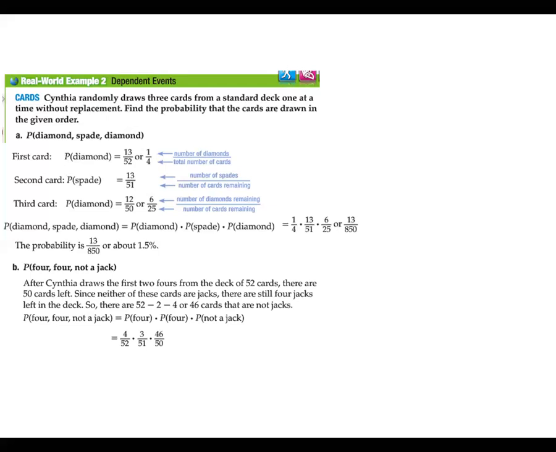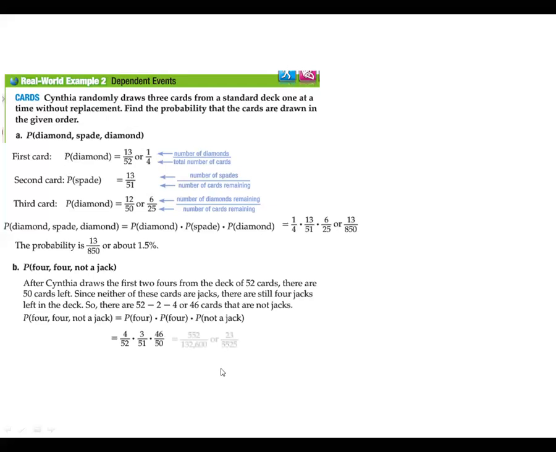And then the probability of not picking a jack, of picking a card that's not a jack. So let me explain this again. There's 52 cards. 4 of them are jacks. So to get the total number that are not jacks, you just do 52 minus 4, which would give you 48. But you also have to take into account that 2 of the cards that you already picked were also not jacks, so you have to subtract those out of the total cards remaining that are not jacks, 46.